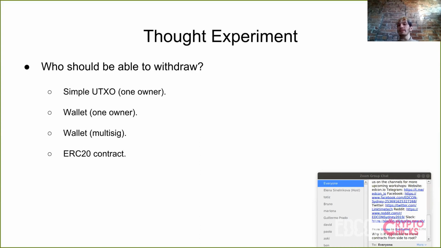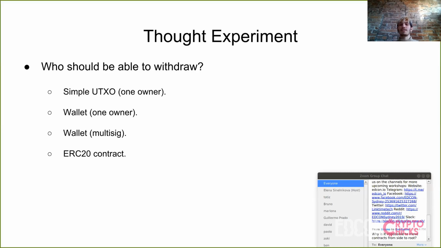But if we're talking about a multi-sig wallet, things start to get more complicated, right? Should it be that any one of the people in the multi-sig is allowed to move the multi-sig back to Ethereum? It would still be a multi-sig on Ethereum, but do five people have to sign off? Can it just be one person who gets to withdraw it? So things already start to get more complicated.